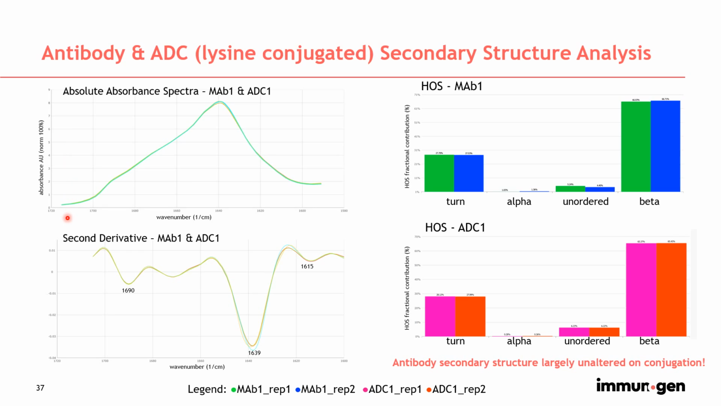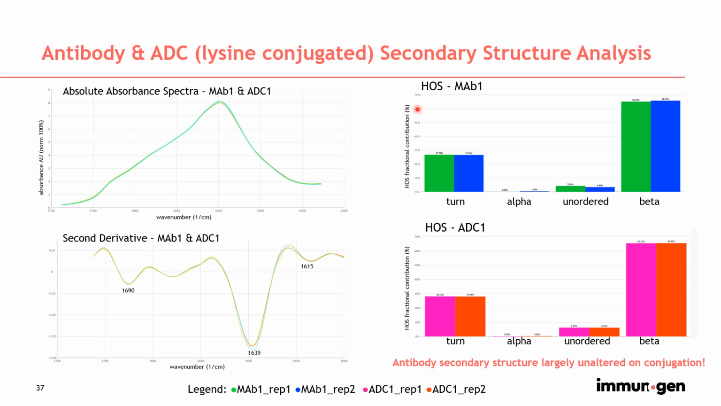On the bottom figure, you see the second derivative of the absolute spectra, which increases the resolution, and now you start to see the characteristic bands associated with the different elements of secondary structure. As is expected with an IgG molecule, a majority of the structure exists as beta-pleated sheets and there's hardly any alpha helix. Some of these major bands are corresponding to beta structures. Also, there's some amount of unordered structure as pointed by this characteristic band at 1670.